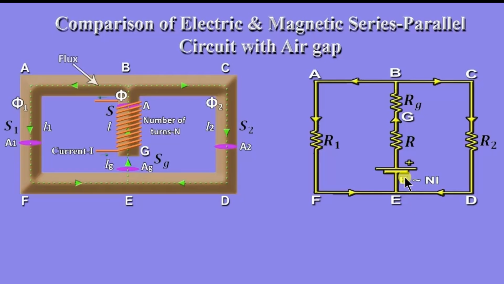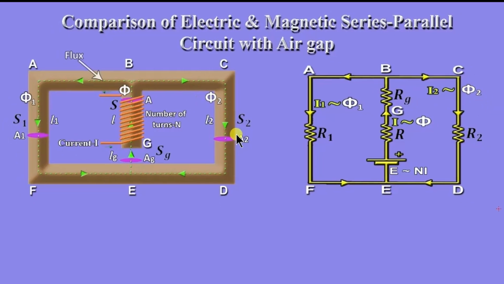This EMF E is analogous to the MMF N into I created by the coil. Current I passing through the central limb is analogous to the main flux phi in the magnetic central limb. Current I1 passing through BAFE is analogous to flux phi 1 passing through the path BAFE in the magnetic circuit. Similarly, I2 is analogous to phi 2 of this magnetic circuit.